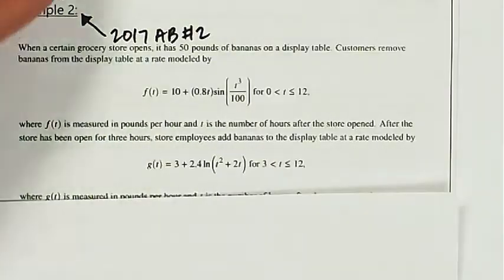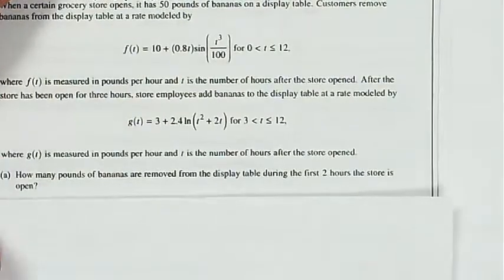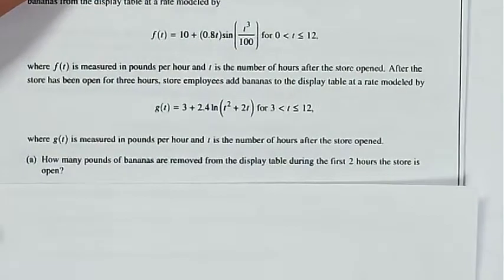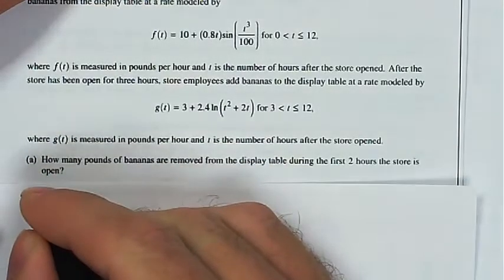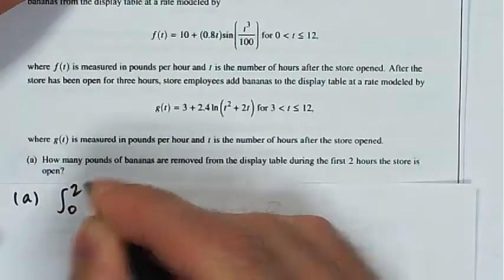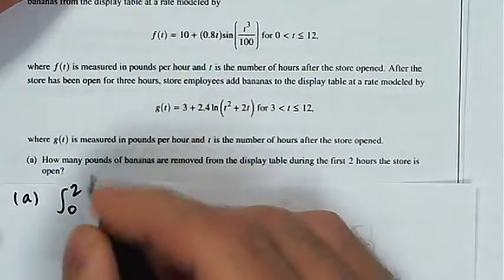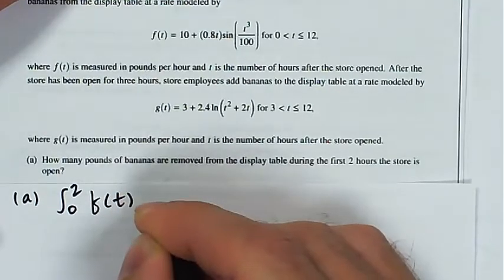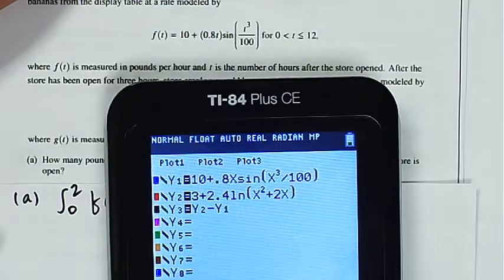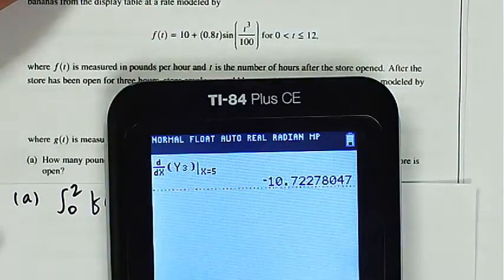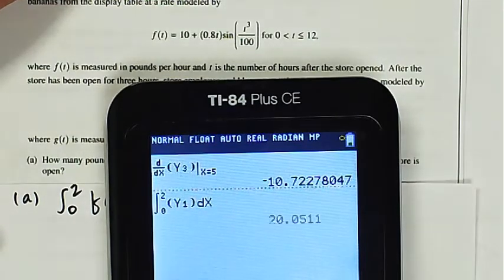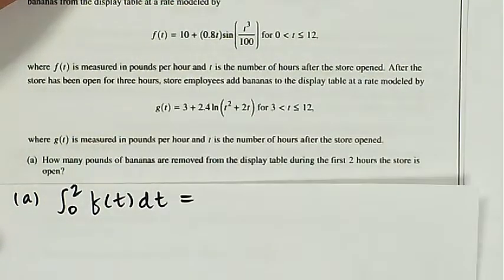So, all right. How many pounds of bananas are removed from the display table during the first 2 hours the store is open? All right. Well, the total out is going to be the integral from 0 to 2 of the rate out, which is f of t dt, the rate of banana removal. Okay, we can do that. Okay, so it's going to be y1. So math 9 from 0 to 2 on y1 with respect to time is going to be 20.051.